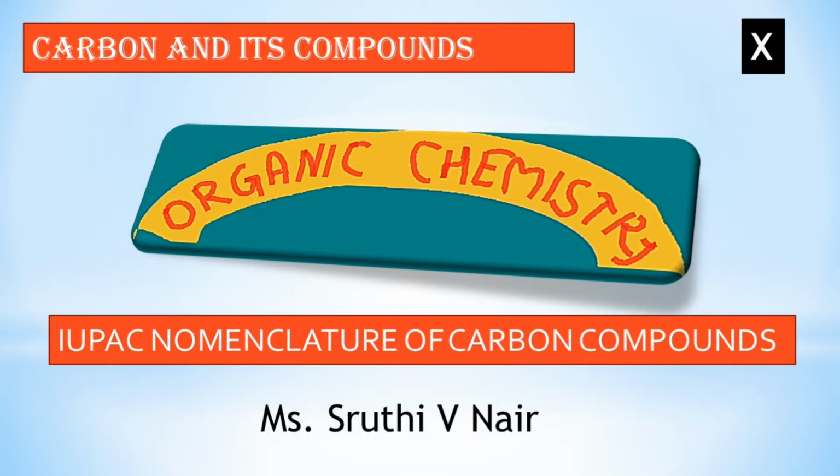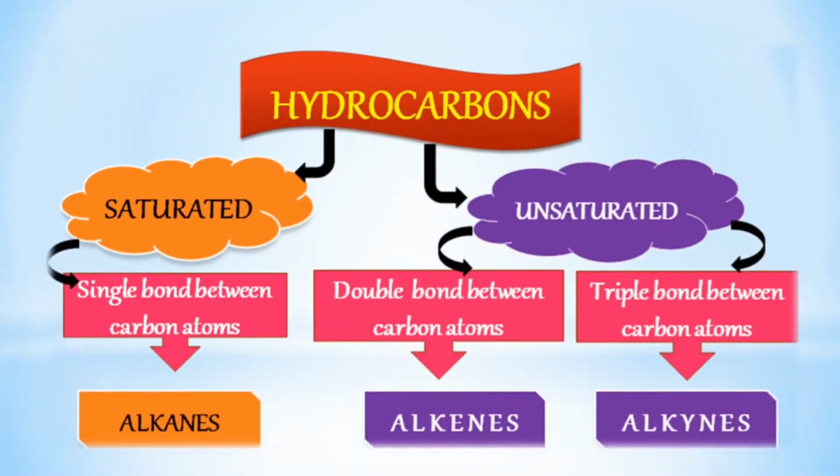Before starting the video, let's just understand that hydrocarbons are of two types, saturated and unsaturated. Saturated hydrocarbons contain single bonds between carbon atoms and they are called alkanes. In unsaturated hydrocarbons, there can be a double bond between two carbon atoms or a triple bond between the carbon atoms. If the hydrocarbon consists of a double bond between any one pair of carbon atoms, it is called an alkene, and a triple bond between the carbon atoms indicates that it belongs to the alkyne family.